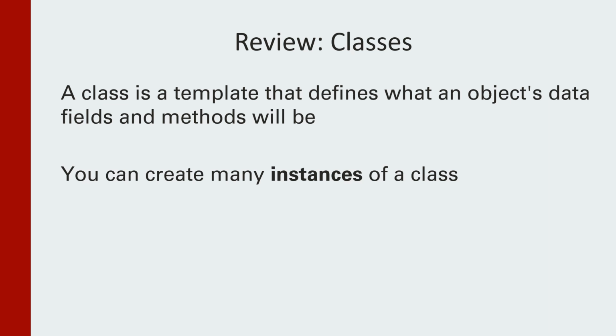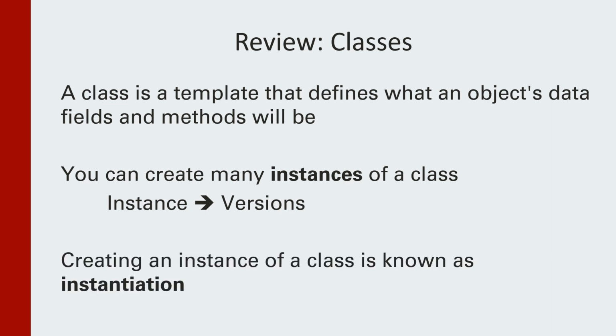You can create many instances of a class. We've done that with scanners before, where there are multiple instances of Scanner. You can think of instances as like versions. Creating an instance of a class is known as instantiation. And one more thing to point out is that when you write programs in the Java language, all that program data is wrapped in a class, because Java is set up in this particular way.